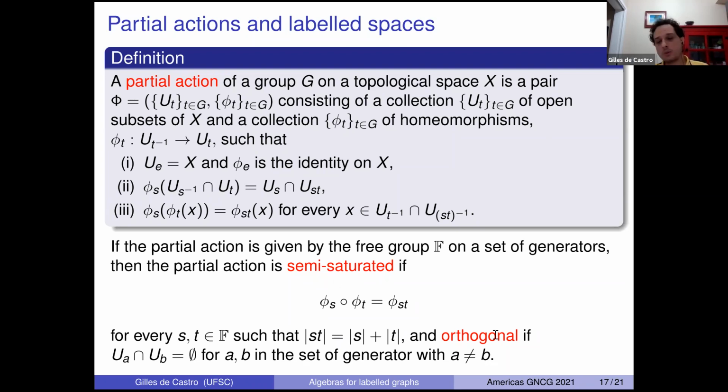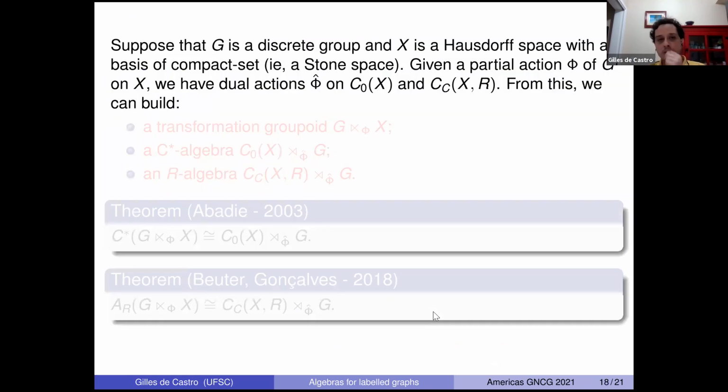And then we also want to look at these orthogonal partial actions, meaning that for every generator, the domains of phi and phi minus one are going to be disjoint. So just for the generators, you want this to be disjoint, and then you have an orthogonal partial action. And then this is more in general.